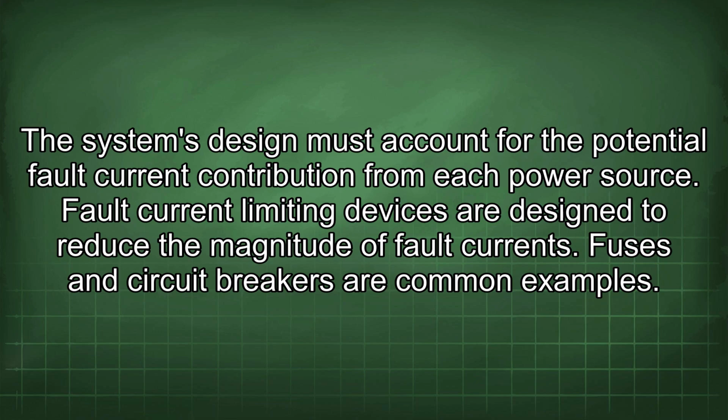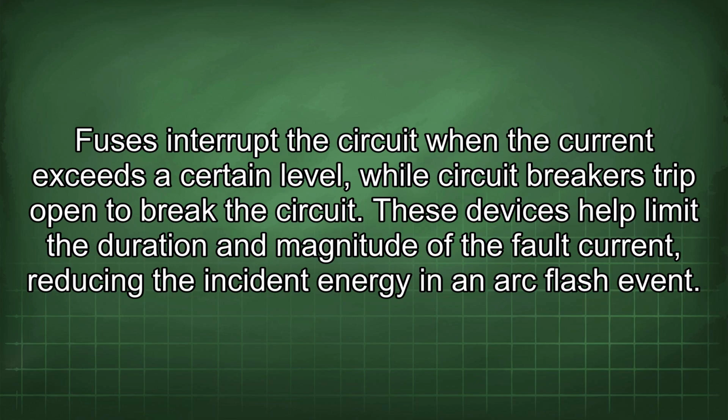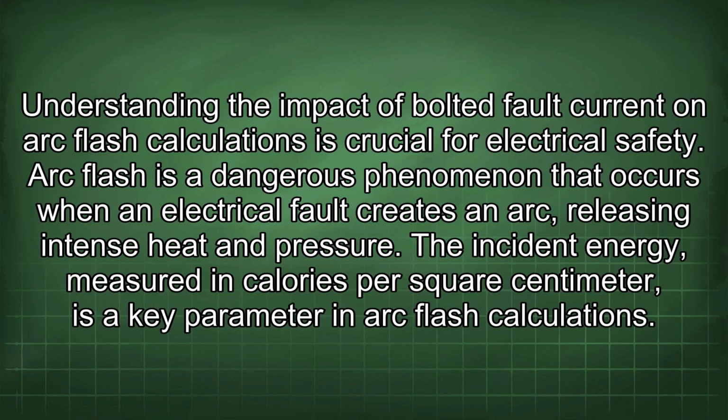Fault current limiting devices are designed to reduce the magnitude of fault currents. Fuses and circuit breakers are common examples. Fuses interrupt the circuit when the current exceeds a certain level, while circuit breakers trip open to break the circuit. These devices help limit the duration and magnitude of the fault current, reducing the incident energy in an arc flash event.